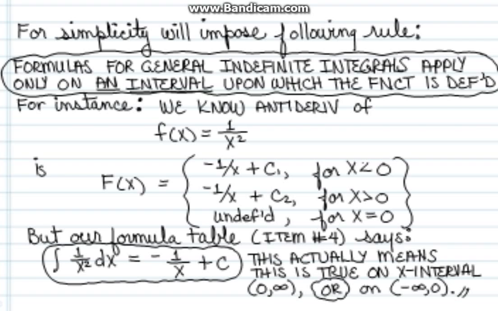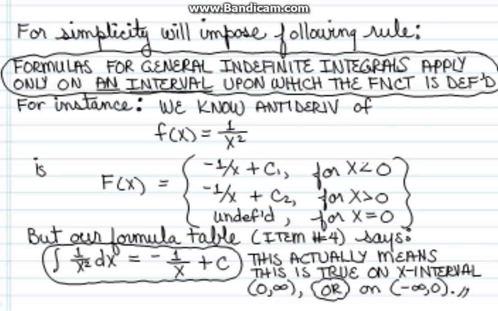In other words, the antiderivative of 1 over x squared is equal to negative 1 over x plus a constant c sub 1. But that's true for x smaller than 0, on the left side of the discontinuity, while on the right side the antiderivative would be a little different. It would have a different constant, negative 1 over x plus c sub 2 for x greater than 0. And then exactly at x equals 0, the whole thing is undefined.